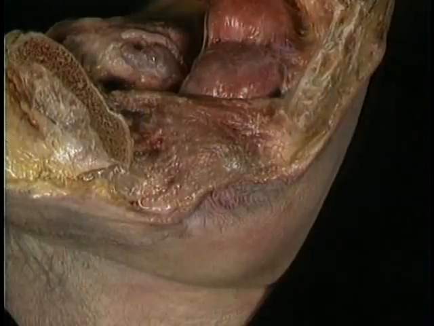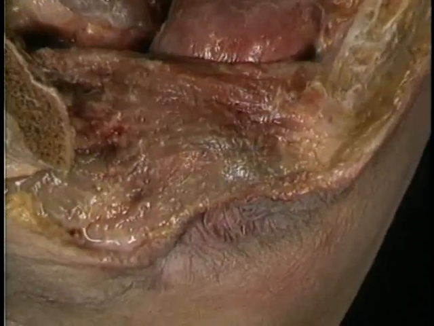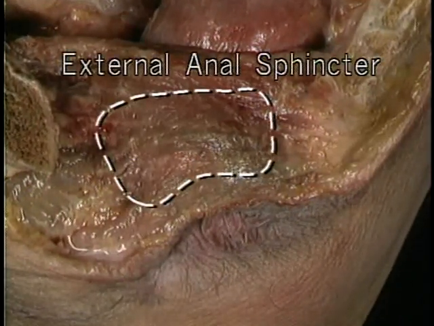The involuntary internal sphincter is a continuation of the circular smooth muscle coat of the intestine. It's present in the proximal 2/3 of the anal canal. The voluntary external sphincter runs the full length of the canal. This is the external anal sphincter.